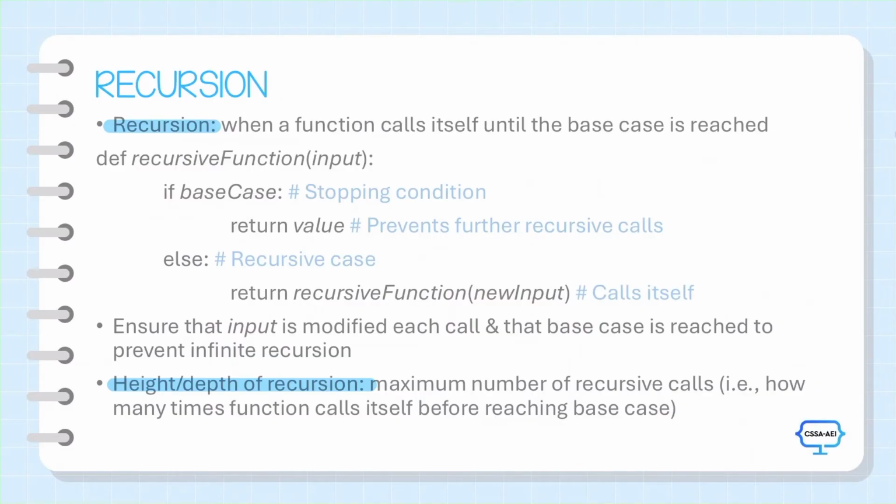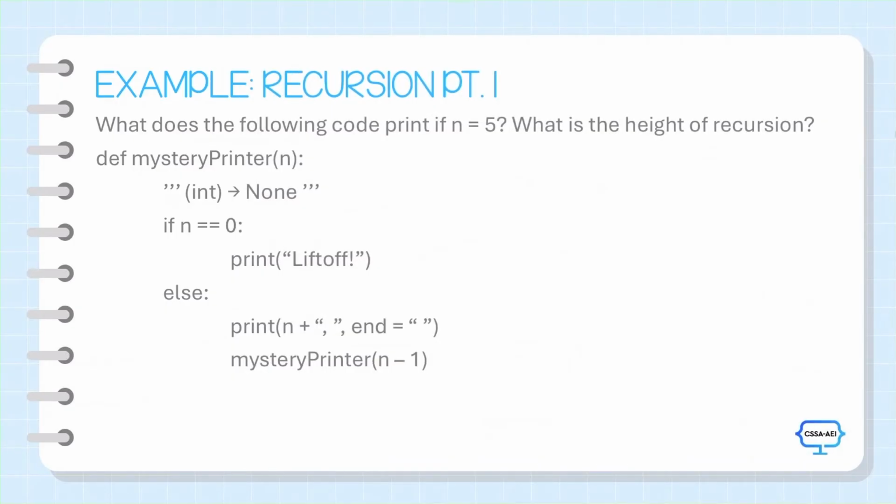Okay, let's do some examples. So what does the following code print if n equals 5? And what is the height of recursion? Okay. So essentially our main is going to call mystery printer 5. Okay? That doesn't count as a recursive call. That's how we get into our function.